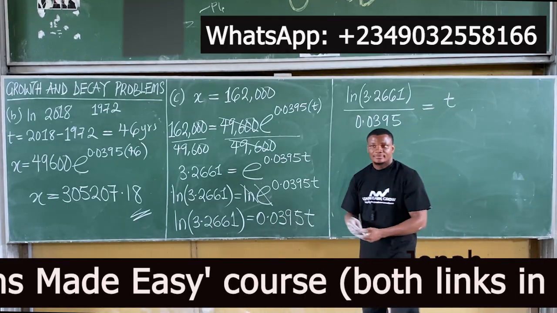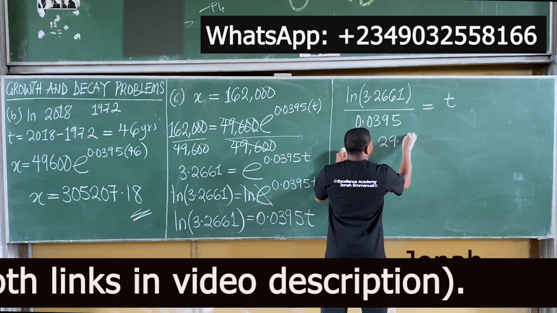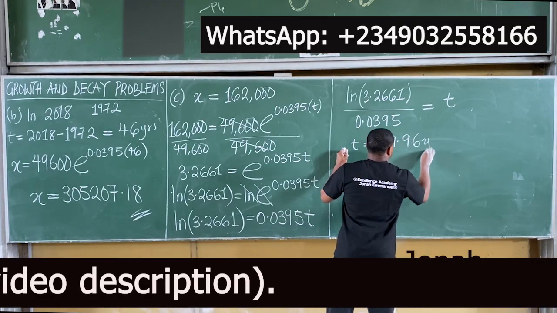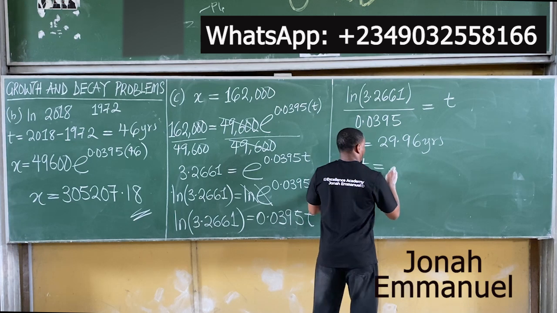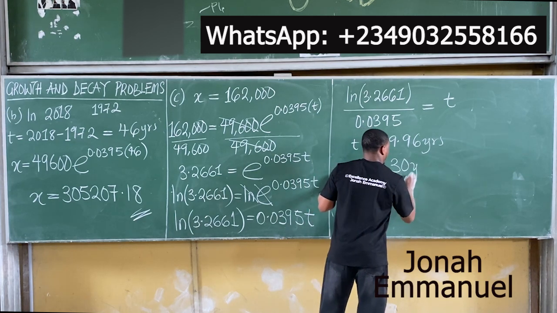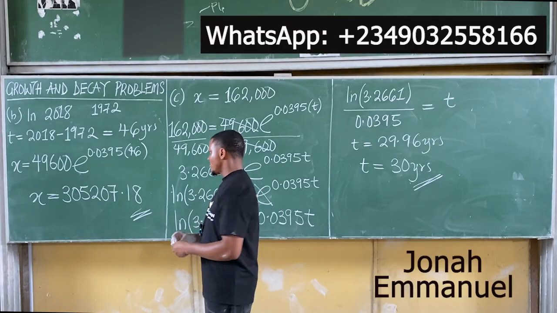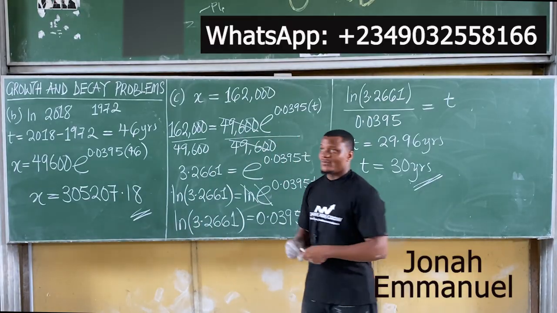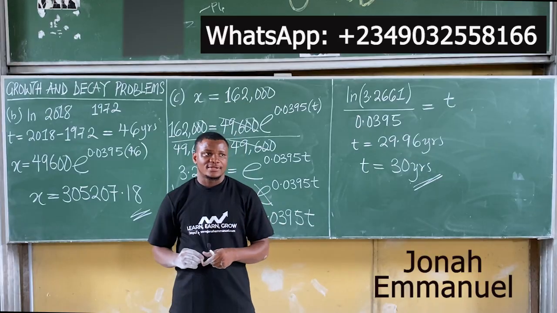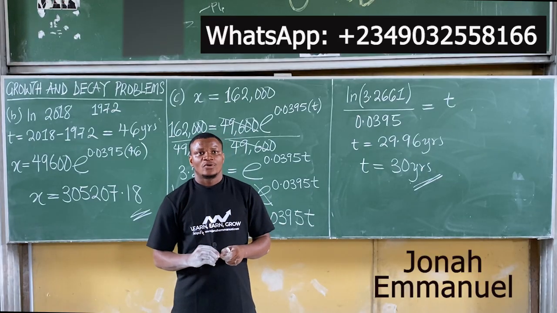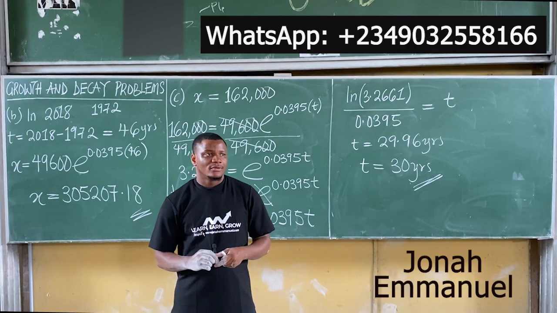What's the value, please? 29.96 years. Approximate this, what do you have there? 30 years. So it takes 30 years for it to have a population of 162,000. So basically, this is how we solve this question, right? We'll do one more question, then we'll go on break, all right?